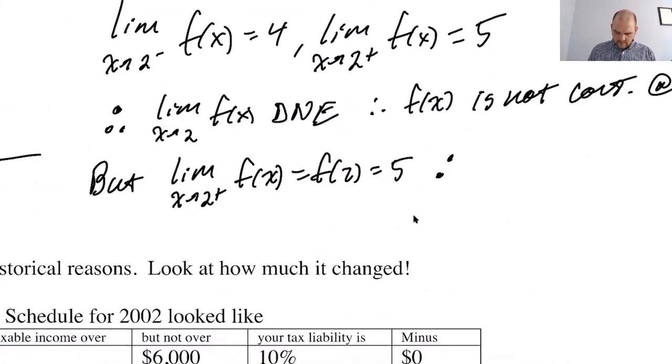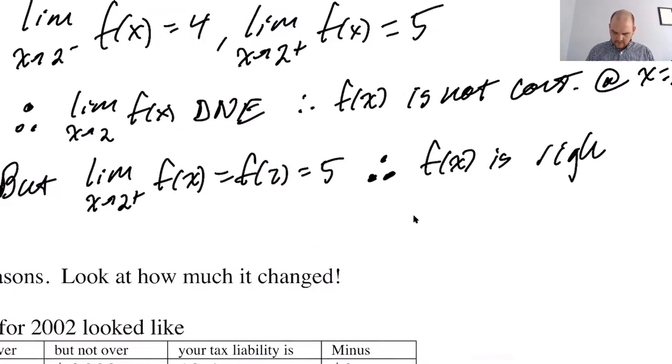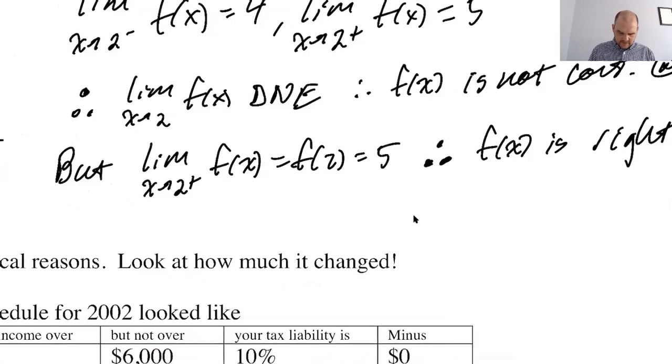Therefore, f of x is right continuous. So right continuous. Oh man, that's a bad continuous right there. At x equals 2. So it is right continuous.